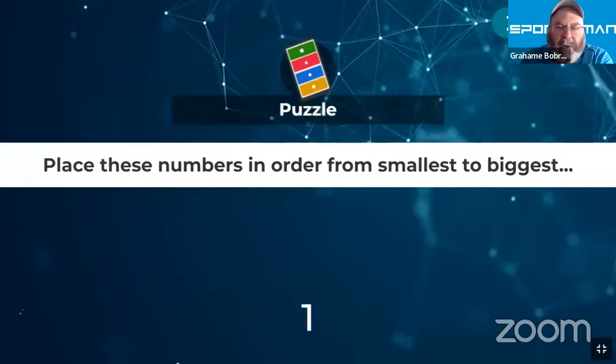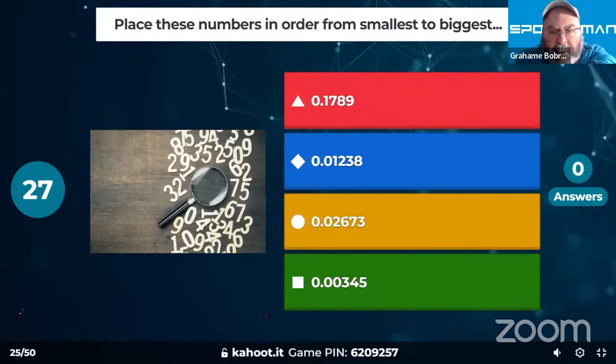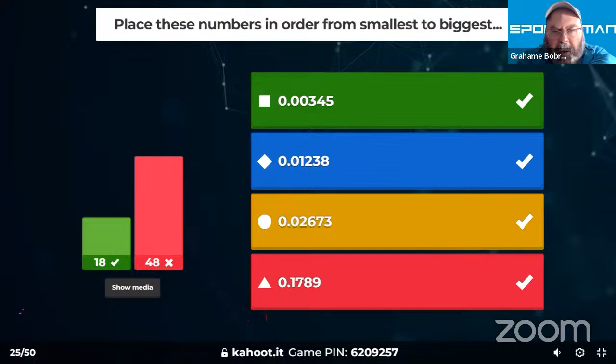Place these numbers in order from smallest to biggest. There you go. That's the order. I'm not even going to go through it. Only 18 of the lot of you got that right. Well done to those who did it. Let's see if that changed the leaderboard.